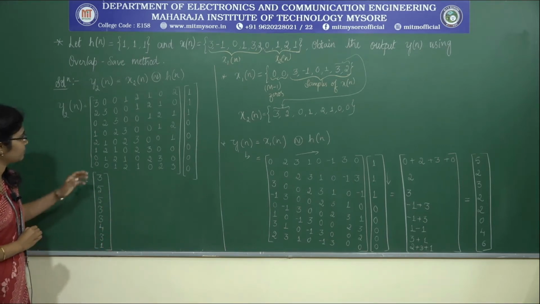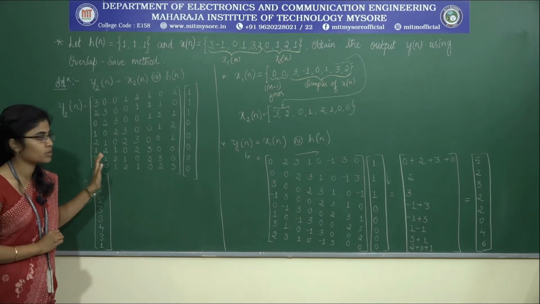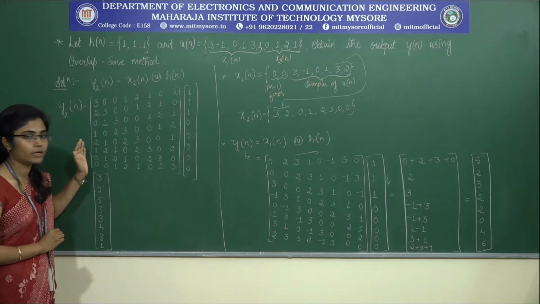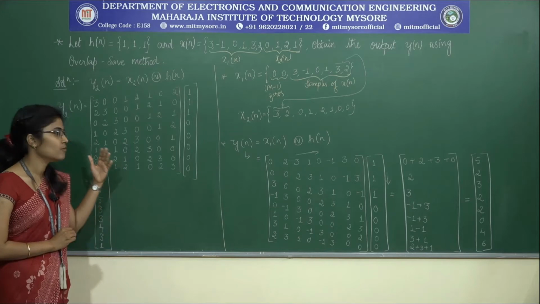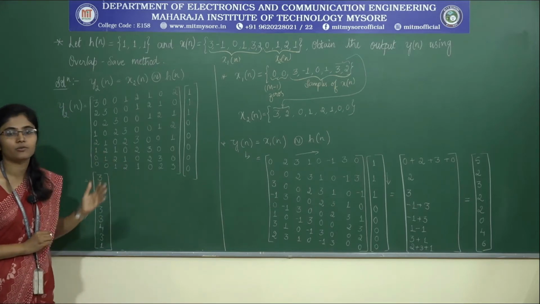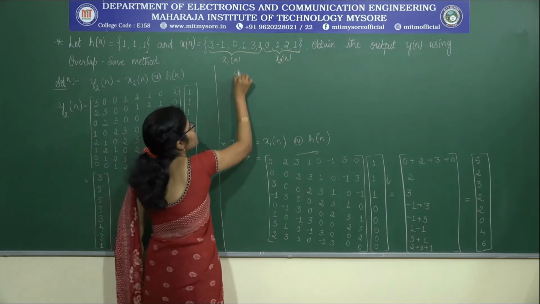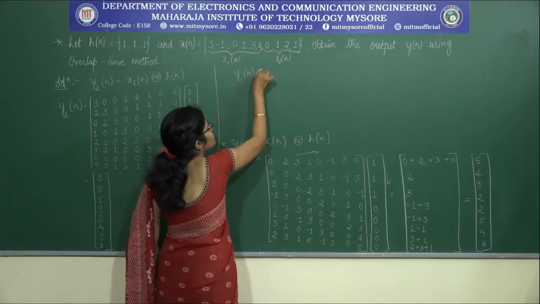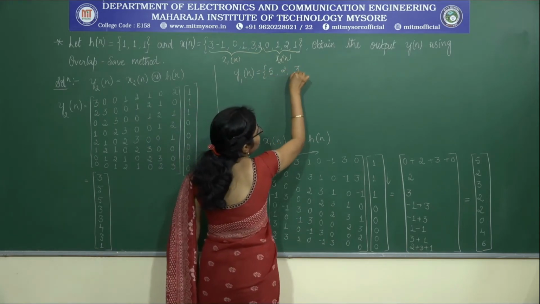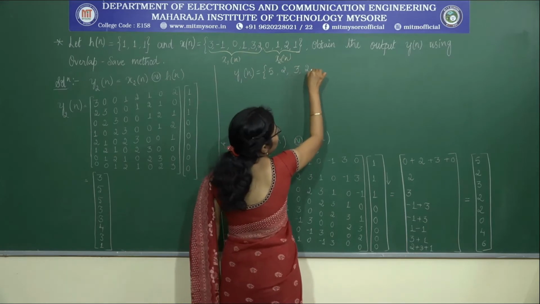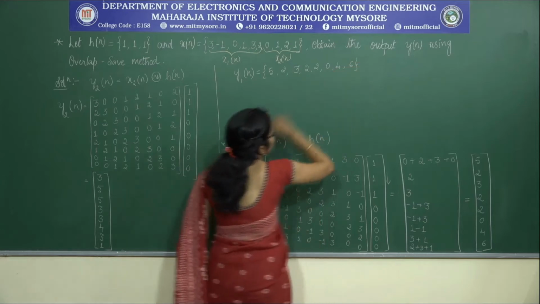So what I did, I found out y1 of n and y2 of n using the circular convolution matrix method. Now let us rewrite y1 and y2 and then discard m-1 samples, and then we will combine y1 of n and y2 of n in order to find y of n. So y1 of n is equal to 5, 2, 3, 2, 2, 0, 4, 6.